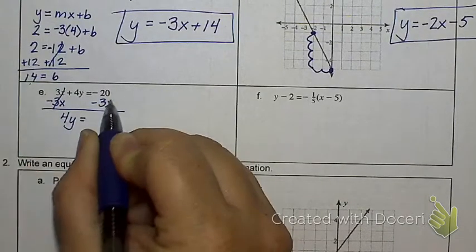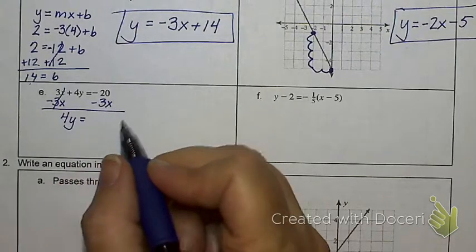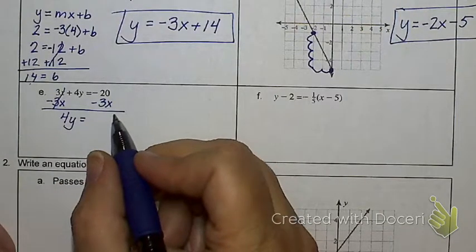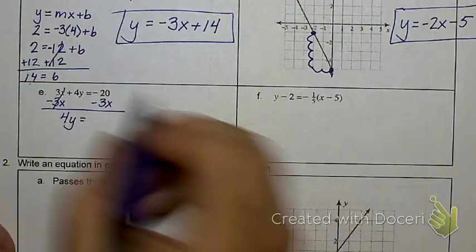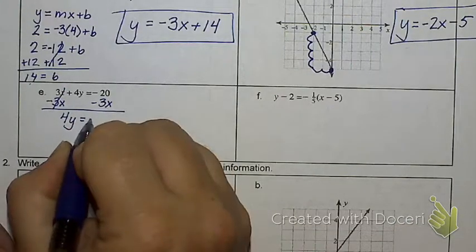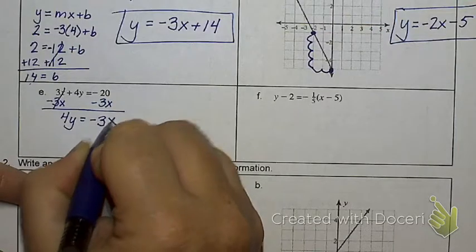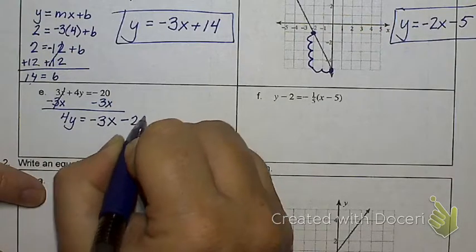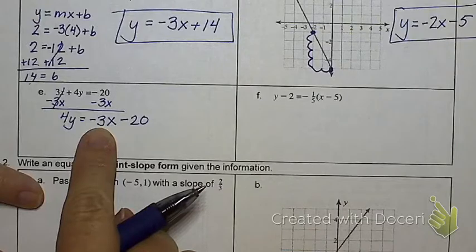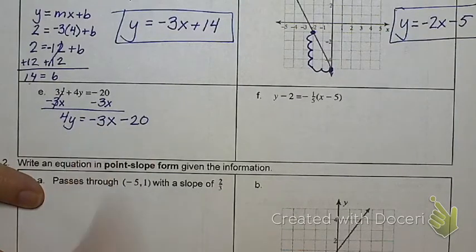Now I can't subtract 3x from negative 20, because they're not like terms, right? One has an x, one doesn't. How should I write these then? Negative 3x minus 20. And I write the x first because mx plus b has the x term first.